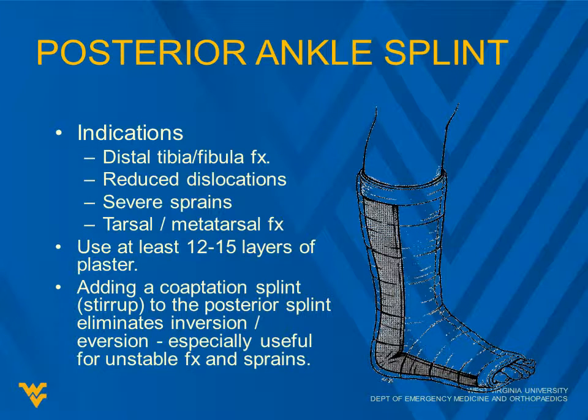Posterior ankle splint, indications: distal tibia or fibular fracture, reduced dislocations of the ankle, severe sprains, tarsal or metatarsal fracture. You need to use plaster for this. I would typically go on the heavy side, 15 layers of the plaster. You can add a co-apt splint or a stirrup to this, which eliminates inversion and eversion, and it's especially useful for unstable fractures and sprains.